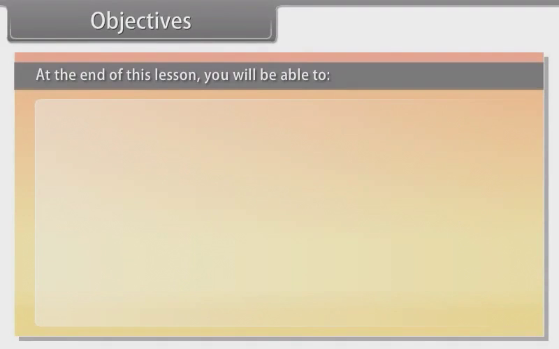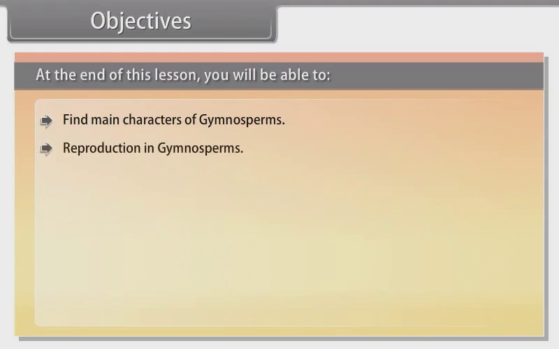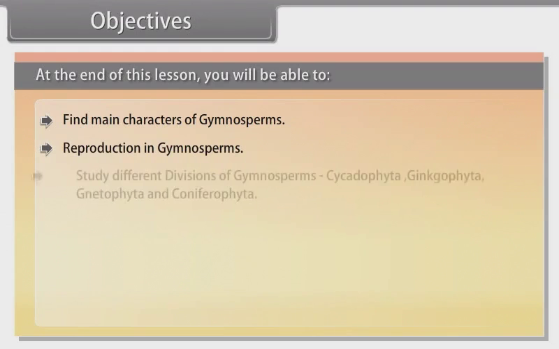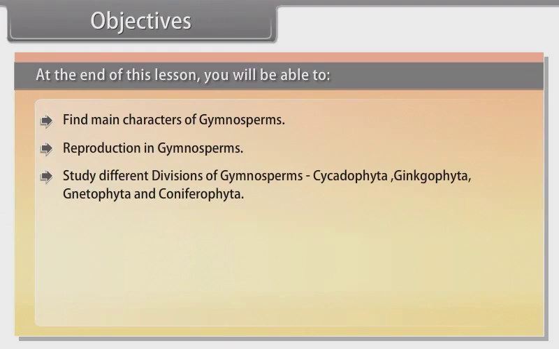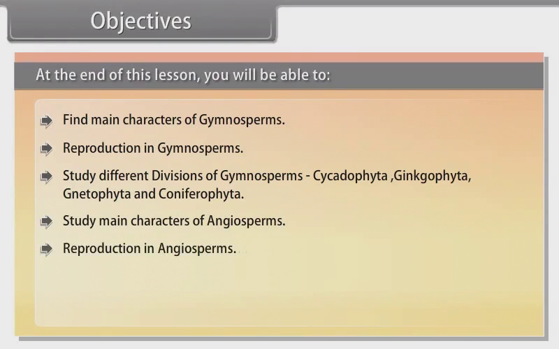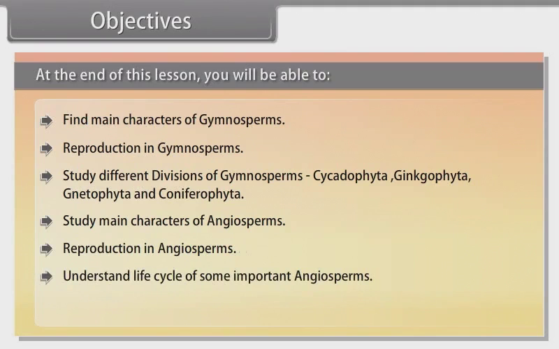Objectives. At the end of this lesson, you'll be able to find main characters of gymnosperms, reproduction in gymnosperms, study different divisions of gymnosperms: Cycadophyta, Ginkgophyta, Gnetophyta, and Coniferophyta. Study main characters of angiosperms, reproduction in angiosperms, understand the life cycle of some important angiosperms, and study plant life cycles and alternation of generations.